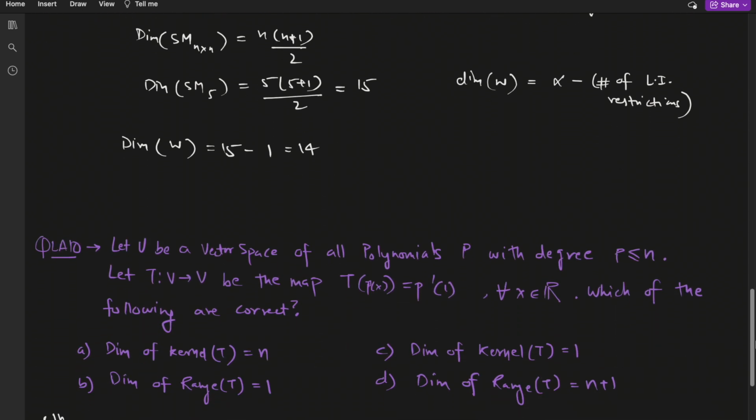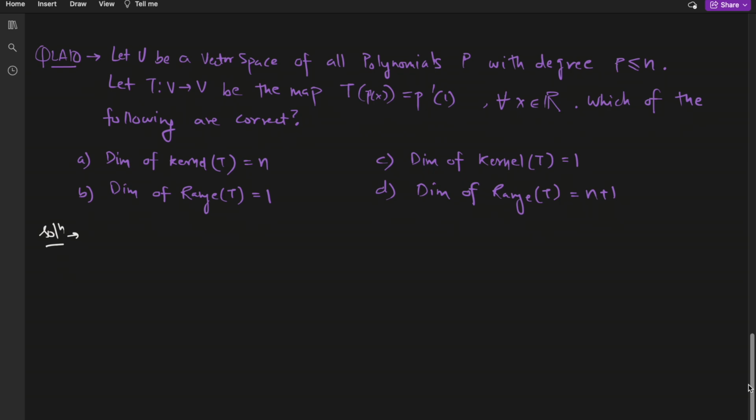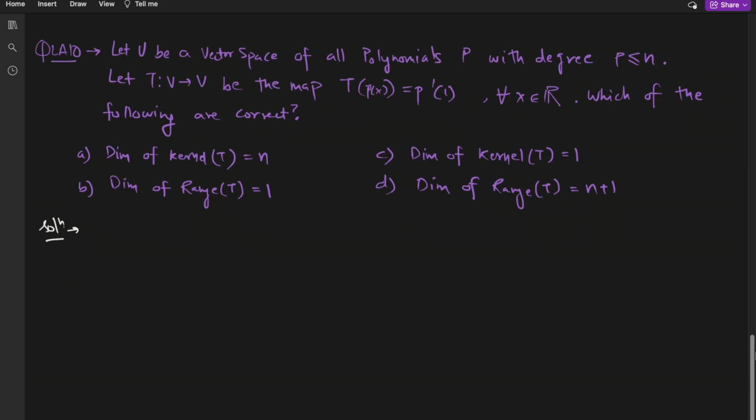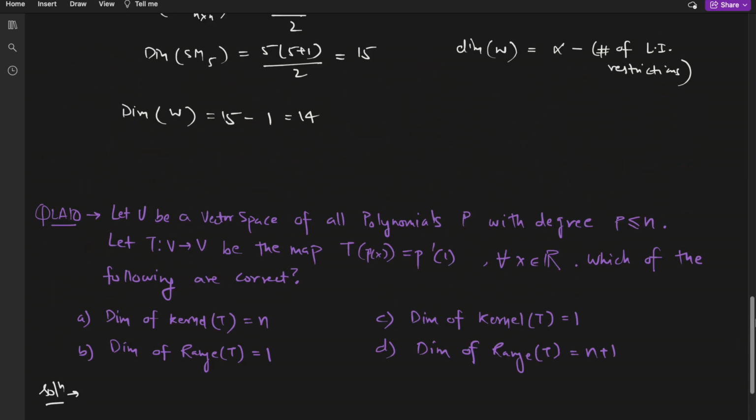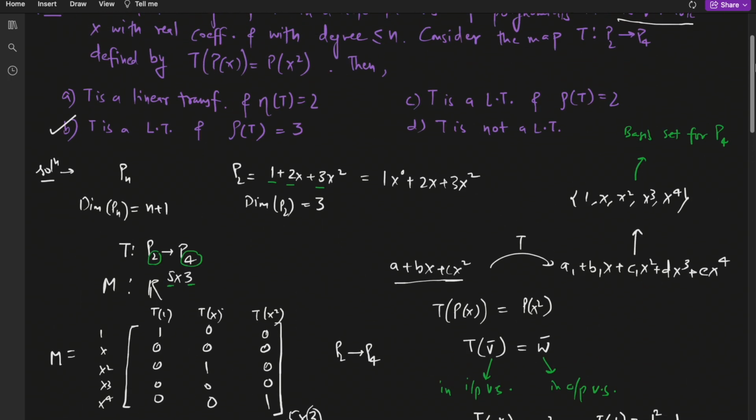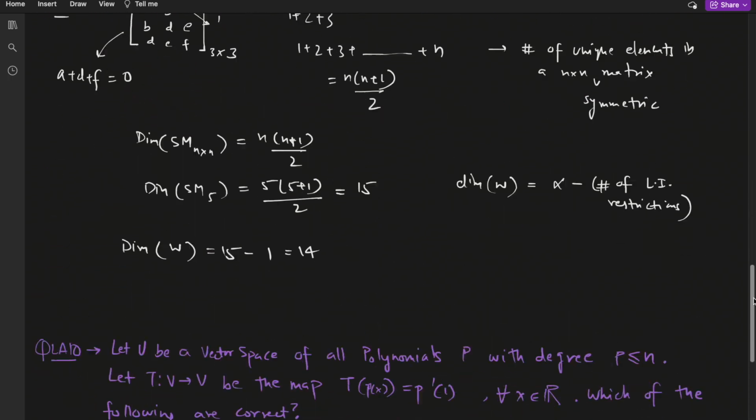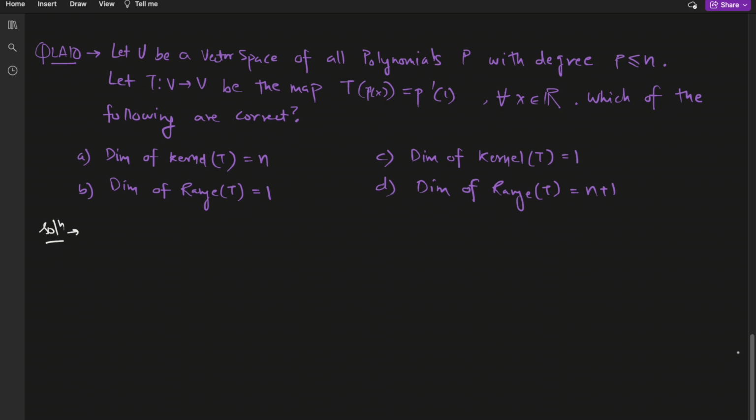Now see the next question, LA10. So this question is very similar to the question which we have seen earlier, that is our first question. So it is similar. So I would highly recommend that you pause the video and solve this question on your own. We are given a transformation V to V.